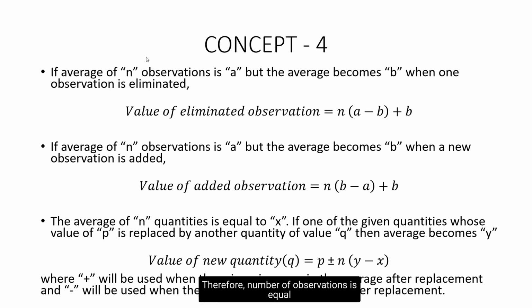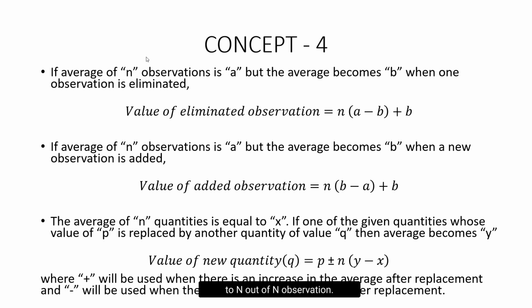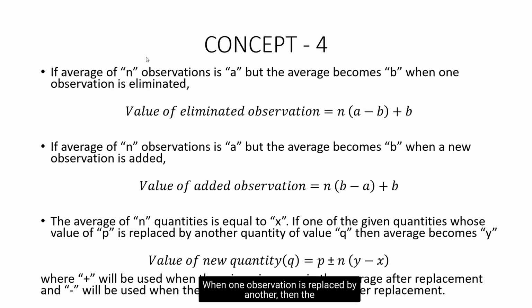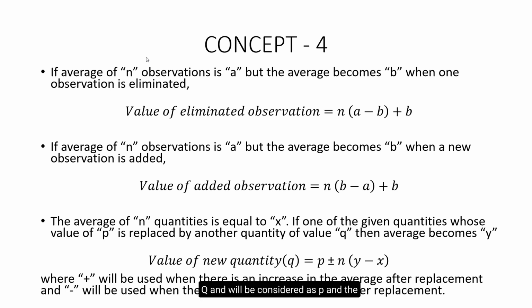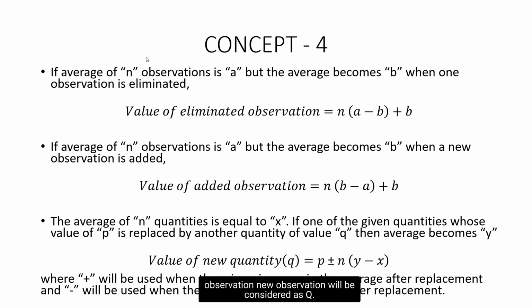So, as per this subdivision, let the average of n quantities be x. Therefore, number of observations is equal to n. Out of n observations, when one observation is replaced by another, then the observation which is being replaced will be considered as p, and the new observation will be considered as q.